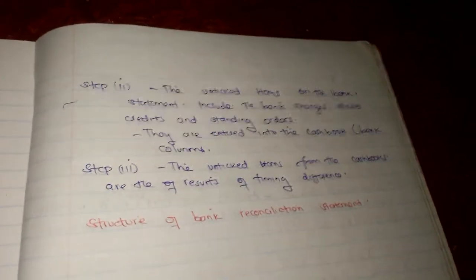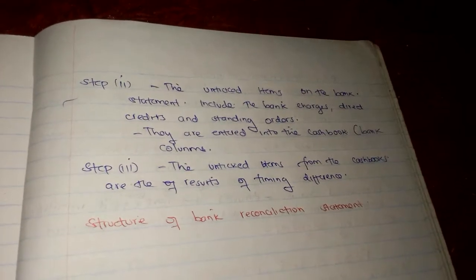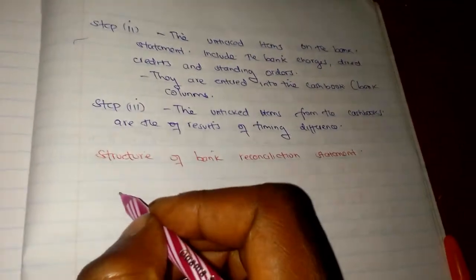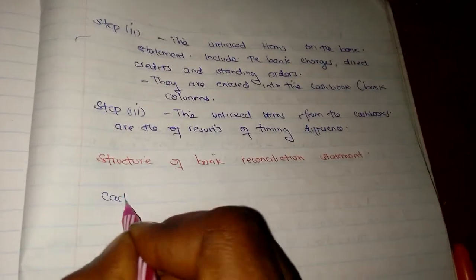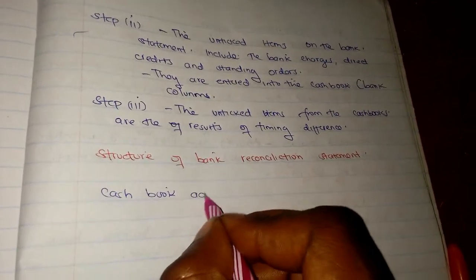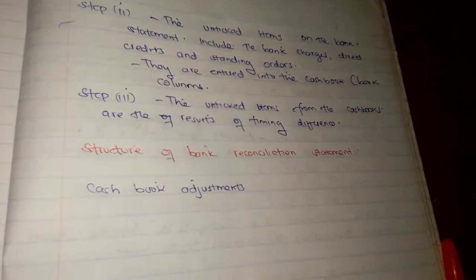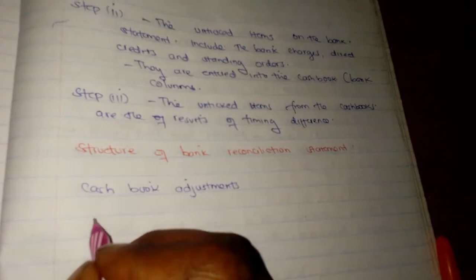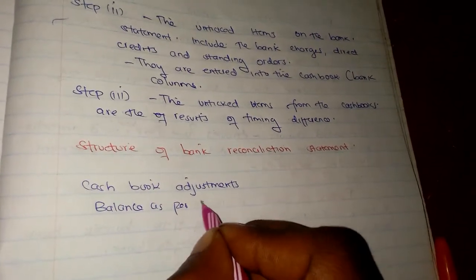And from that point, the first step is always to start with the balance. It's an obvious thing. The first step is the balance as per cash book. So let me come with this. This is the cash book adjustment. Always start with that. So the first step is the balance as per cash book.